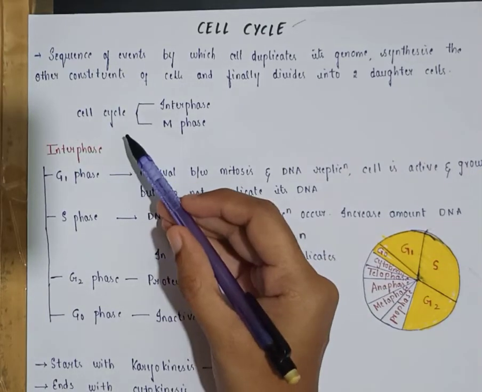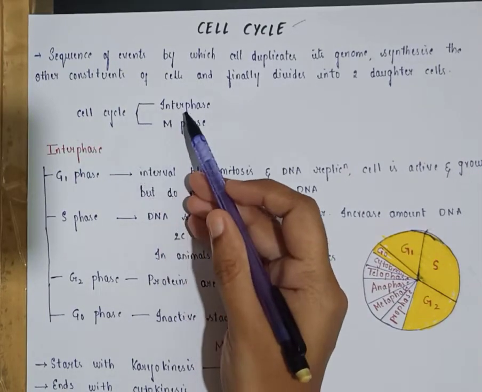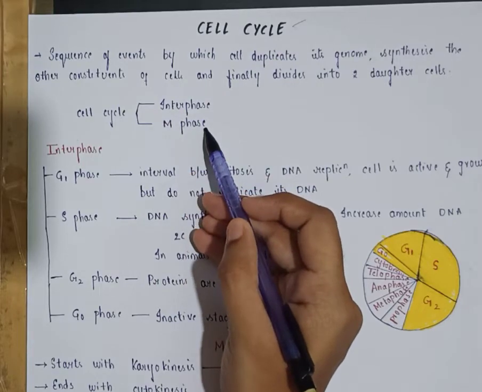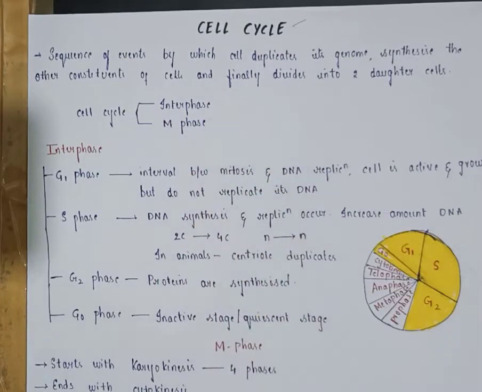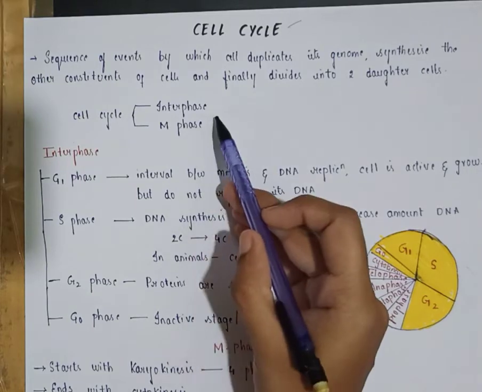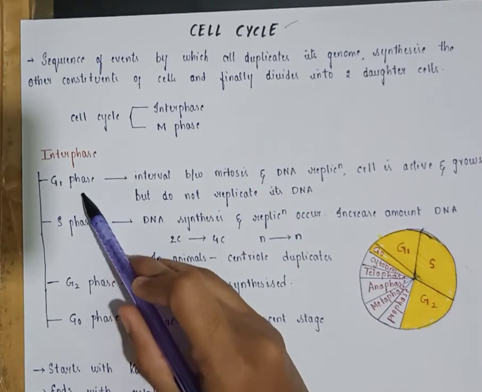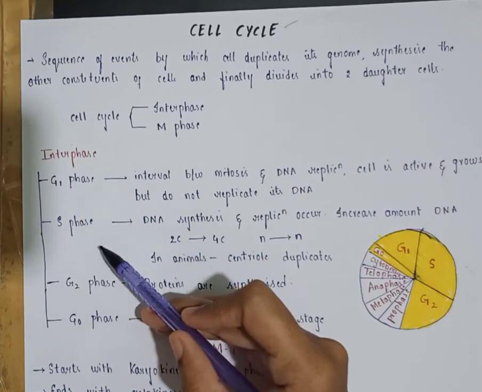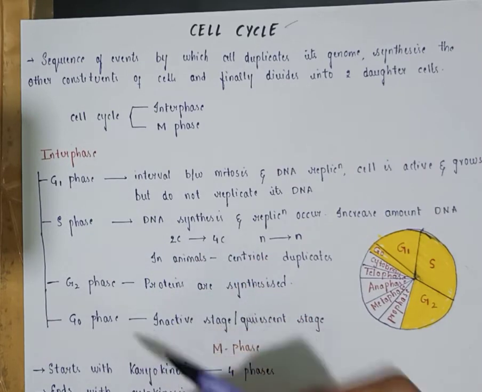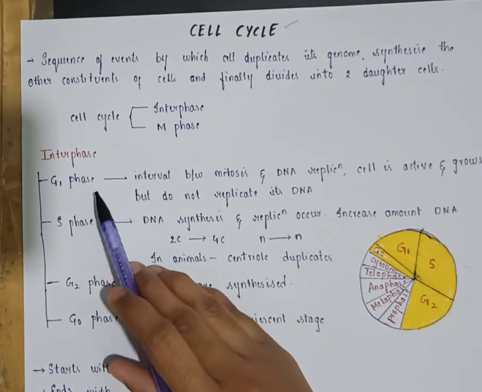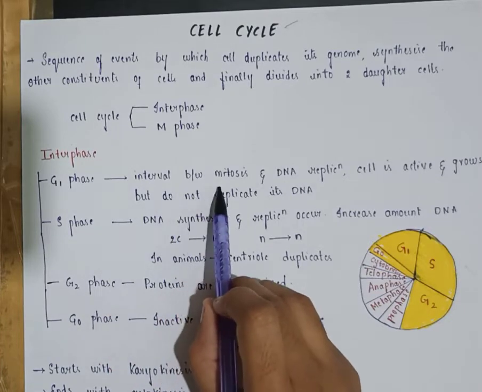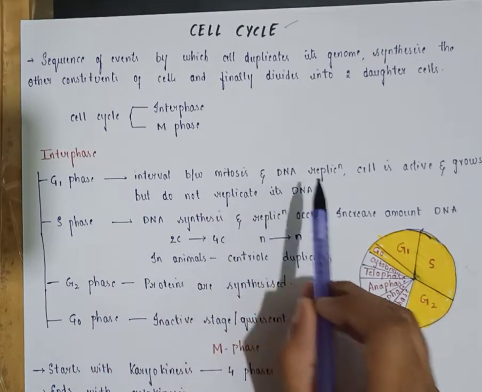So the cell cycle is itself divided into two phases. The first one is interphase and the second one is M phase, or mitosis phase. Interphase is further divided into four phases. They are G1 phase, S phase, G2 phase and G0 phase. So G1 phase is the interval between the mitosis and the DNA replication.